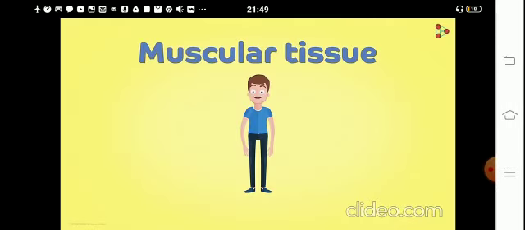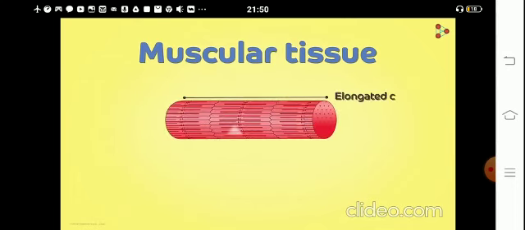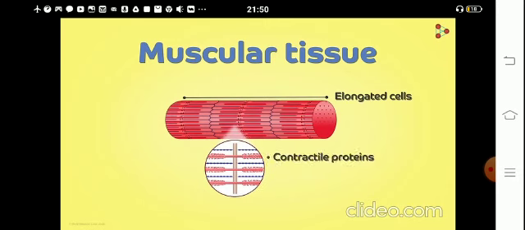Muscular tissue. As the name says, muscular means made up of muscles. The cells of this tissue are elongated and contain contractile proteins. Now what could that be? Well, when we say movement, it means the muscles themselves have to perform contraction and relaxation, right? So for this, the cells have proteins like actin and myosin, which themselves contract or relax, thus enabling the muscles to do the same.